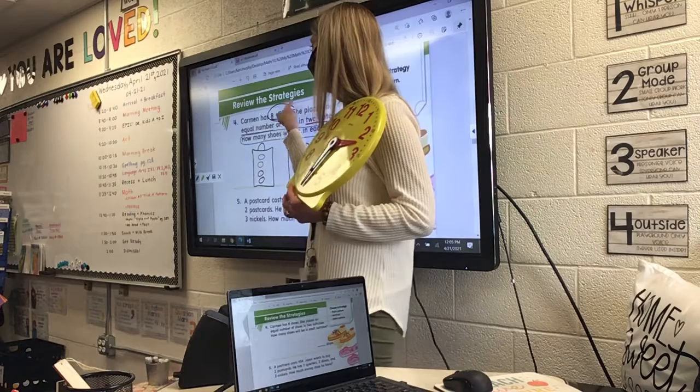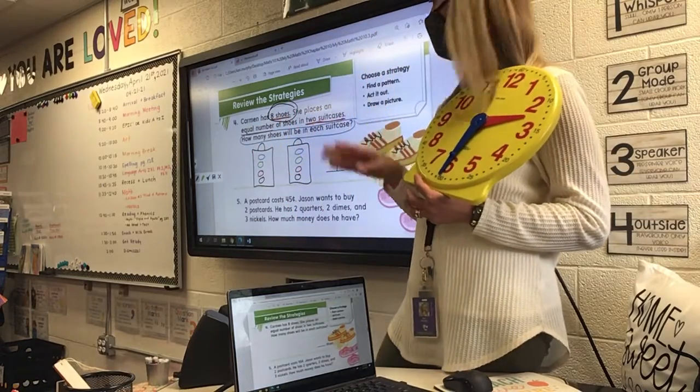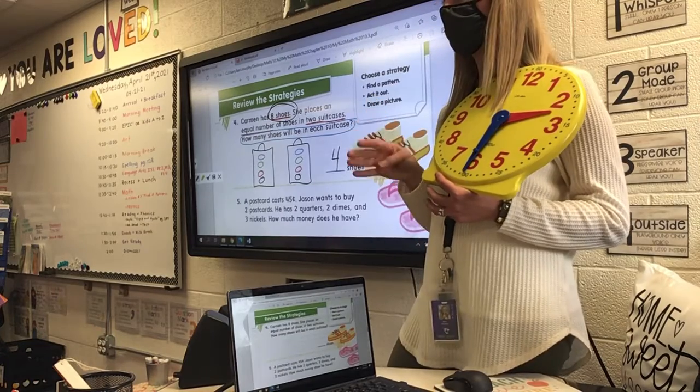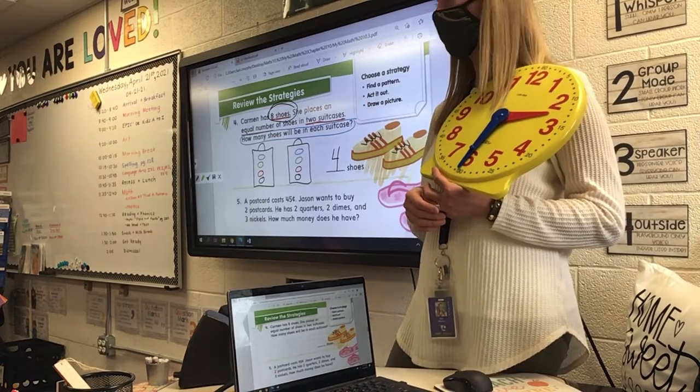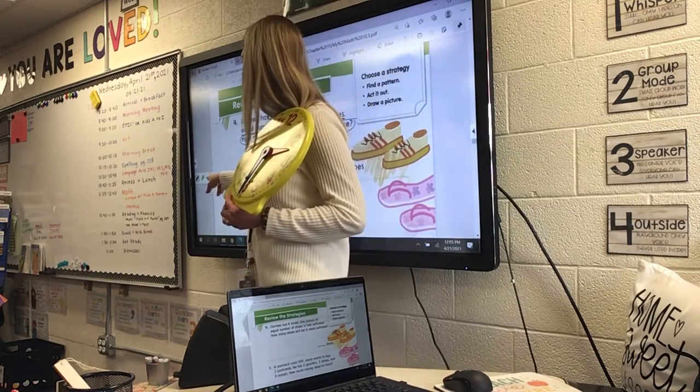There's a total of 8, but my question is, how many shoes will be in each suitcase? So there are 4 shoes. Okay? All right, everybody's got that, I hope. Let's go on to the next one.